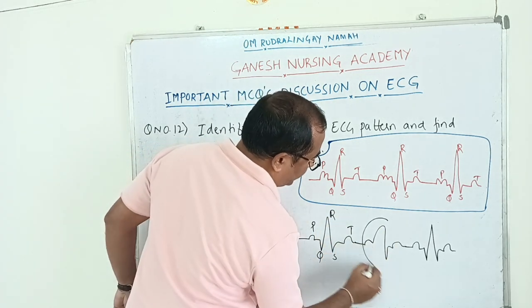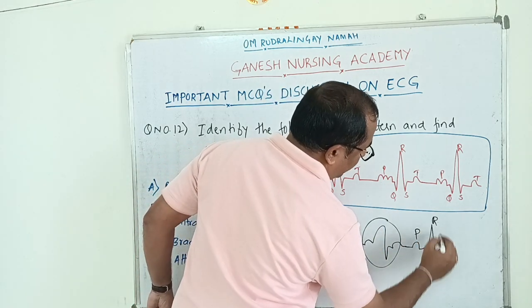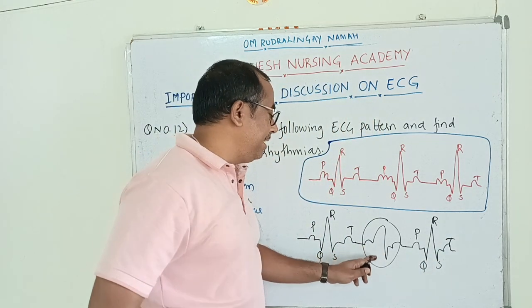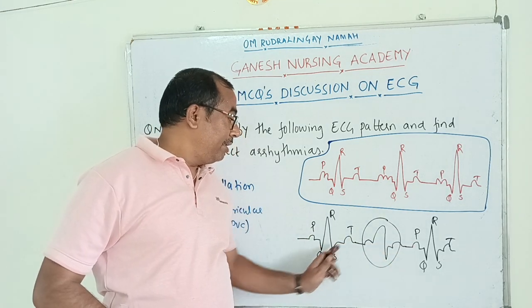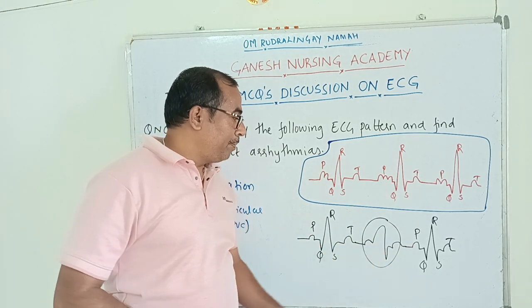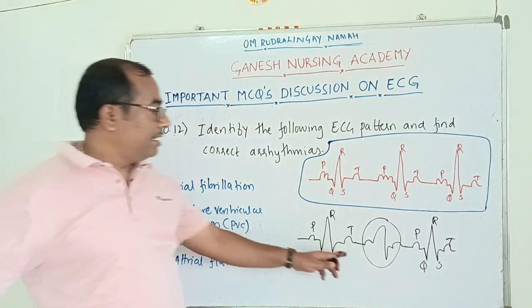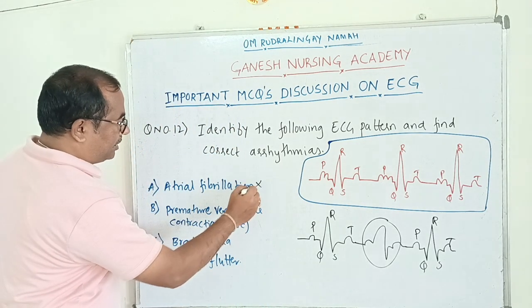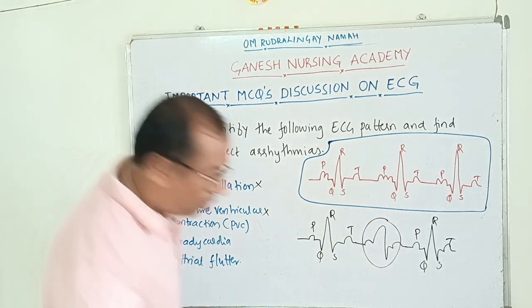So this is the ectopic. Okay, and again there is a P, Q, R, S, T. So here there will be ectopics in between the normal pattern of ECG waves. If you find these ectopics, this is known as premature ventricular contraction. Okay, so this kind of waves are not there in this one, so it is also a wrong option. So atrial fibrillation is wrong, and premature ventricular contraction is also a wrong option.